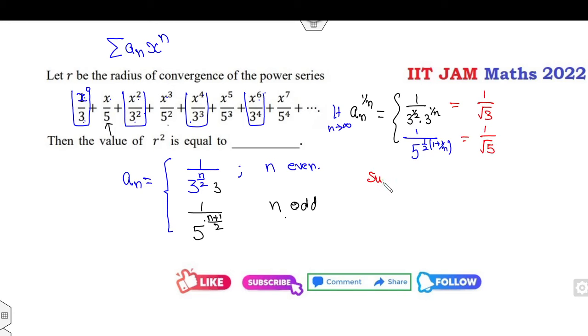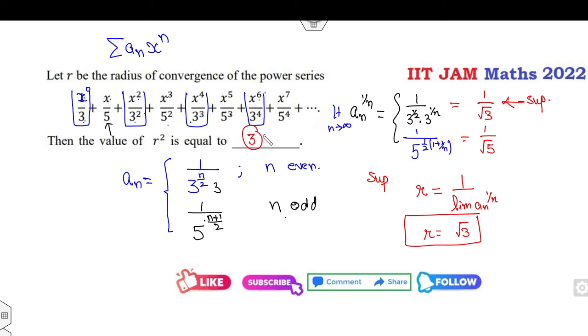And what will be the supremum? Clearly, this is the supremum. So the radius of convergence will be 1 over limit supremum of a_n raised to 1 over n. Root 3 is the supremum. And you need R square. R square is 3, which is the correct answer.